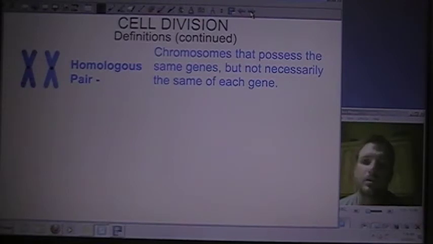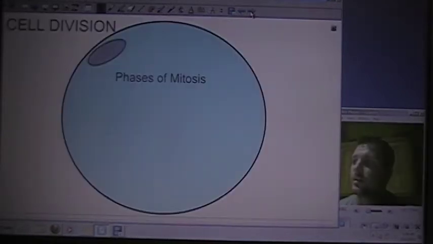On the next page we notice that we've got homologous pairs as well. Homologous pairs are chromosomes that possess the same genes but not necessarily the same version of each gene. Now, we'll go ahead and get started today and start talking about the 6 phases.